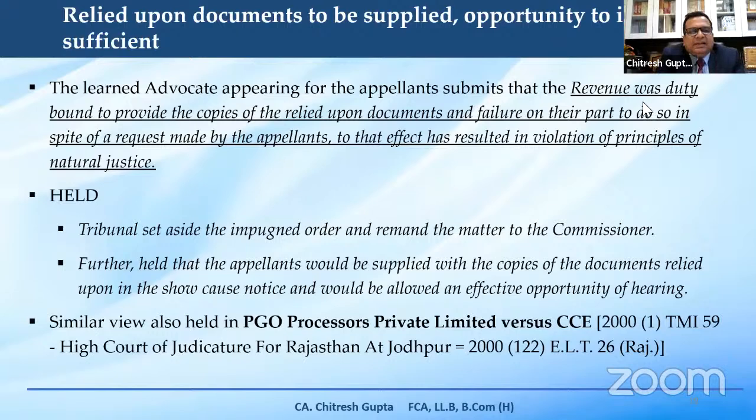So it has been held that the tribunal set aside the impugned order and remanded the matter back to the commissioner. And it further held that the appellant would be supplied with the copies of the documents relied upon in the show cause notice and would be allowed an effective opportunity of hearing. So meaning thereby, the opportunity to inspect is not sufficient. The department is duty bound to provide you the copies of the relied upon documents. A similar view has been held in many other cases, and one of the cases which I have mentioned is PGO Processor Private Limited versus CCE. It is of the High Court of Rajasthan.